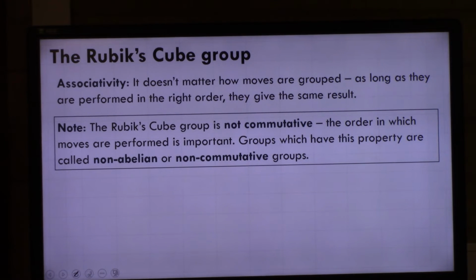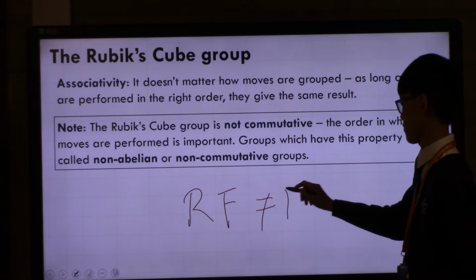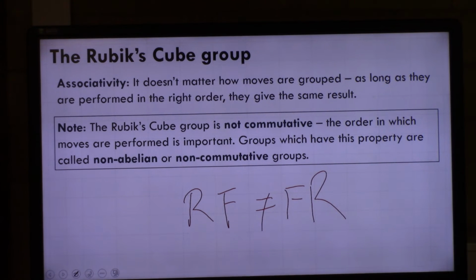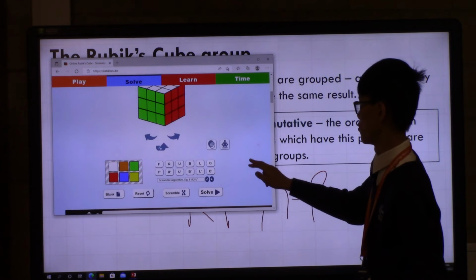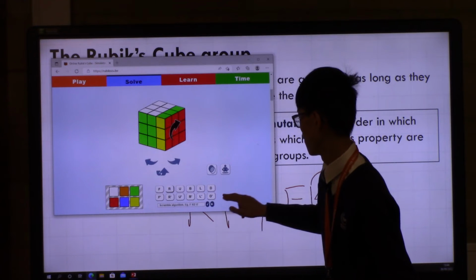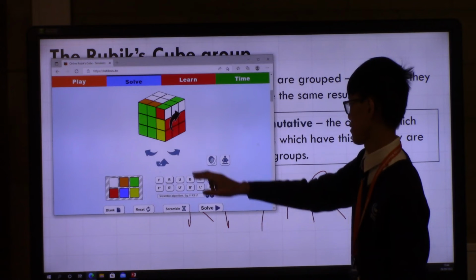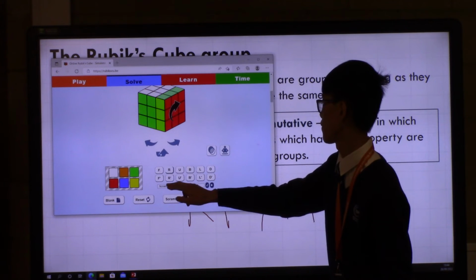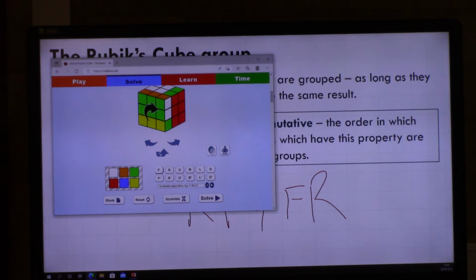The Rubik's Cube group isn't commutative. So that means that if we were to take two moves, for example R and F, that does not give you the same thing as doing F then R. I can show you that again. If we do F then R, this is not the same as doing R then F. So they give a different result, and so our group isn't commutative.